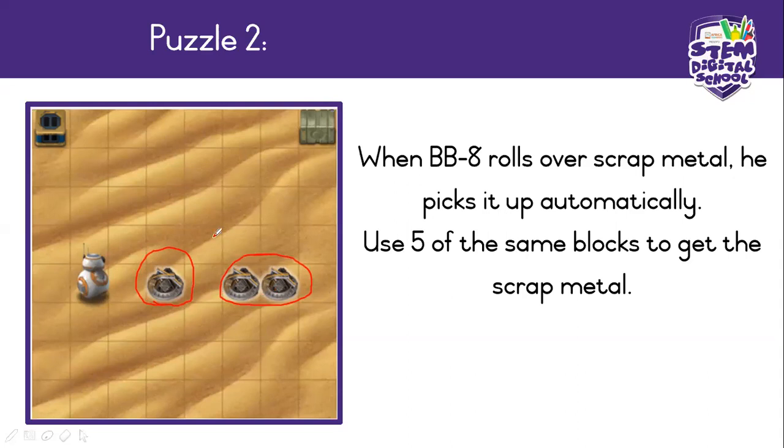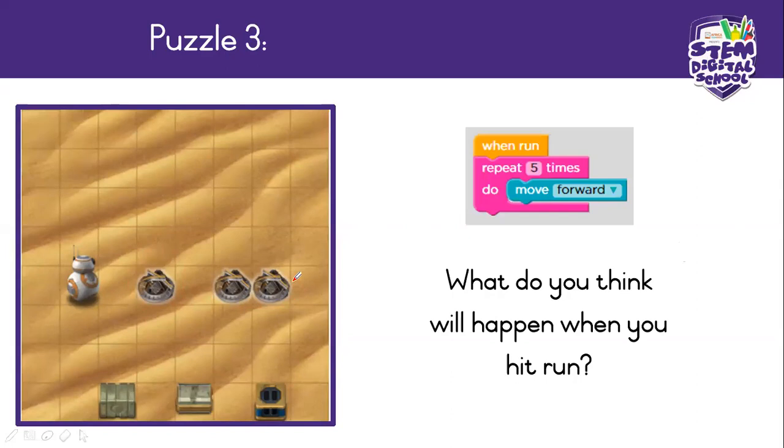Now, the very first puzzle they are going to tell you in your instructions, use 5 of the same blocks to get the scrap metal. So you guys can already see. You are going to just move this way to pick up all the scrap metal. Okay, so you are going to use one block 5 times. Now, puzzle 3 is exactly the same, but they give you this code already, and they say repeat 5 times, move forward. So if BB-8 moves forward 5 times, what is going to happen when you hit run?